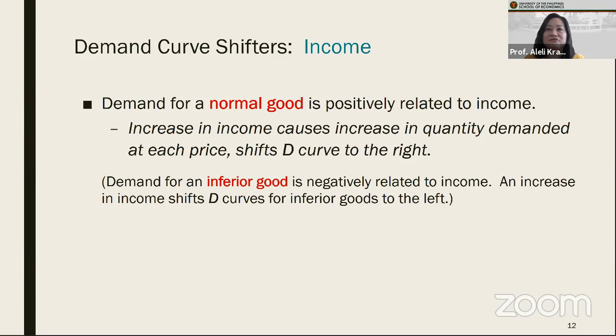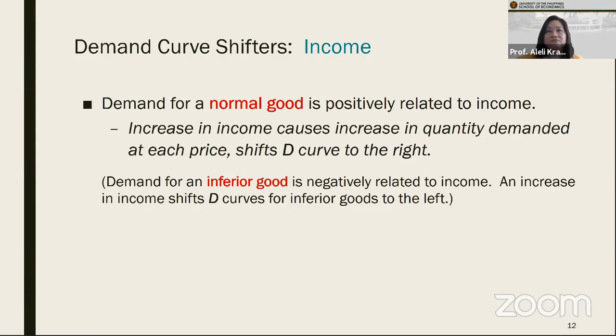Okay. Usually, normal goods are also goods that have higher quality. Like the usual example would be when your income increases, you shift consumption from margarine to butter. So butter being the better quality good, that's kind of a normal good.